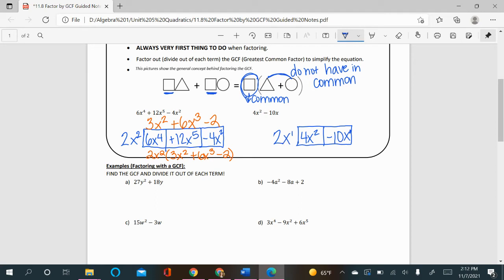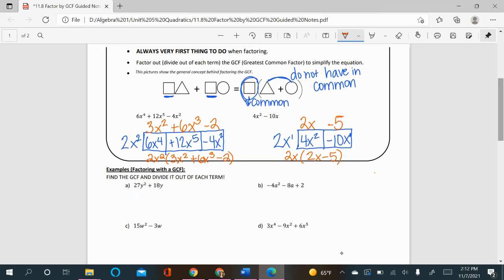Okay, and then we are dividing those out. So 4 divided by 2 is 2. And then to get x squared, I know I have to have an x and another x. Now negative 10 divided by 2 will be negative 5. This has an x and so does this, so this does not get one. So my GCF goes on the outside. 2x minus 5 goes on the inside.